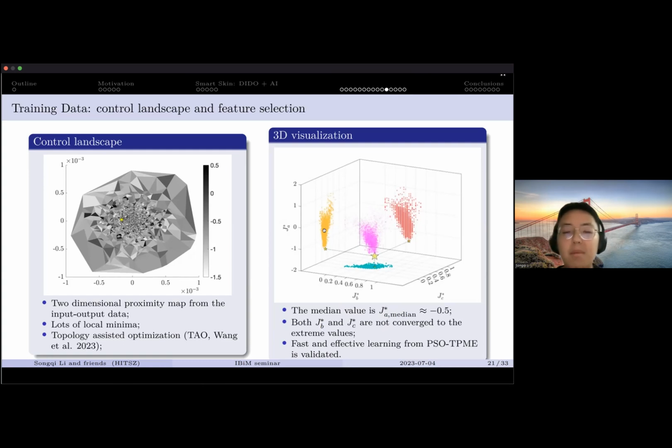So in this case, different from the parametric study, we see the median value from the training data is about minus 0.5, which means this is absolutely more effective than the parametric study. And again, we don't see a convergence of GB star and GC star to the extreme values, which means employing more actuators and more active controllers will not necessarily lead to a better flow control outcome. And this again demonstrates the complexity of these types of flow control problems. And so all these discussions demonstrate the fast and effective learning from the machine learning optimizer.